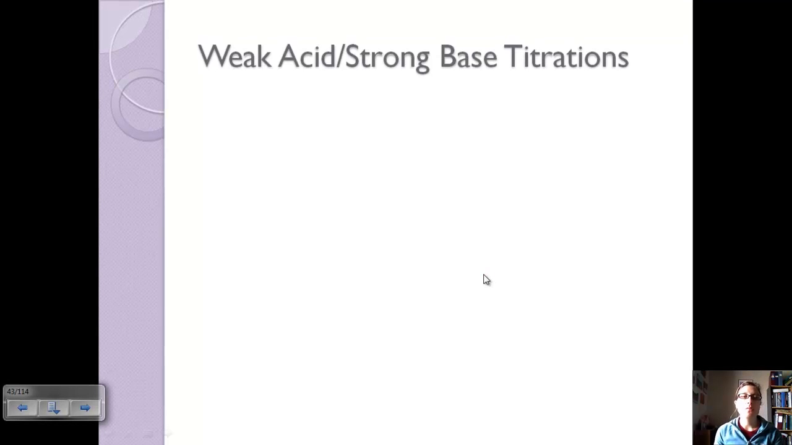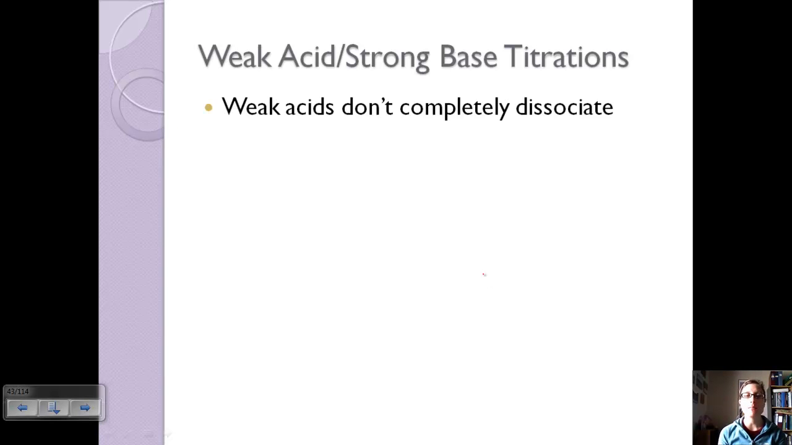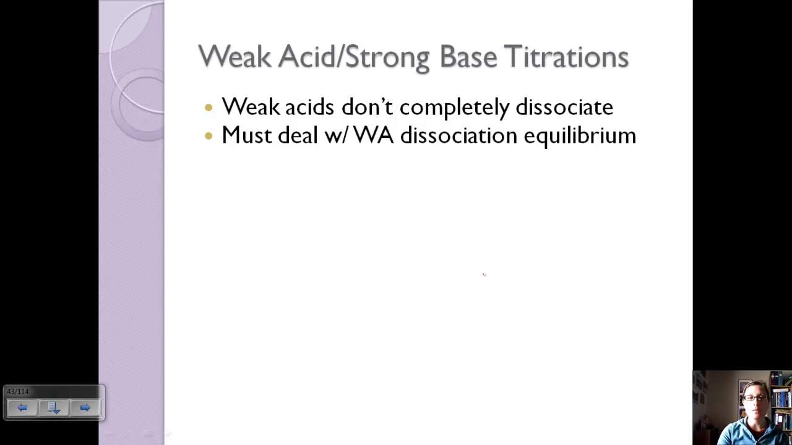Okay, so we're going to continue with our section on titrations, this time looking at weak acid, strong base titrations. Last time we looked at strong acid, strong base. Well, the difference here is that weak acids don't completely dissociate. So we have to deal with that weak acid dissociation equilibrium before we can move on with the titration.